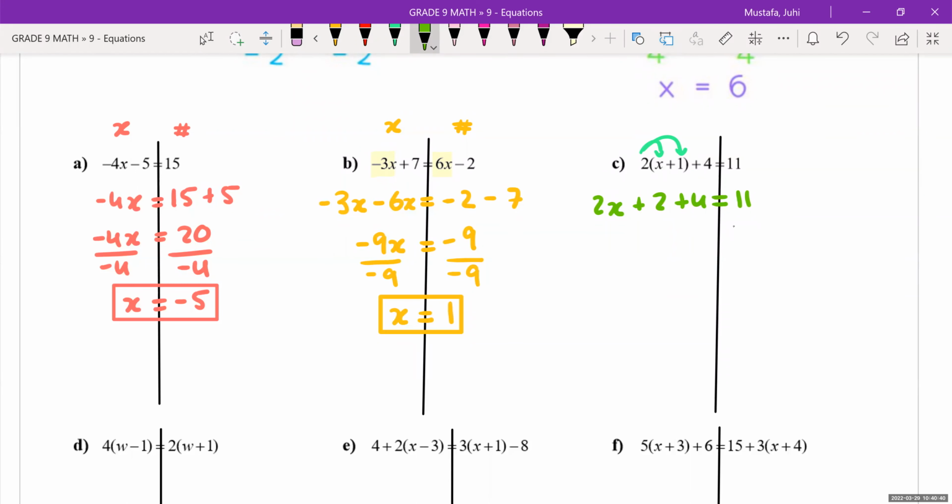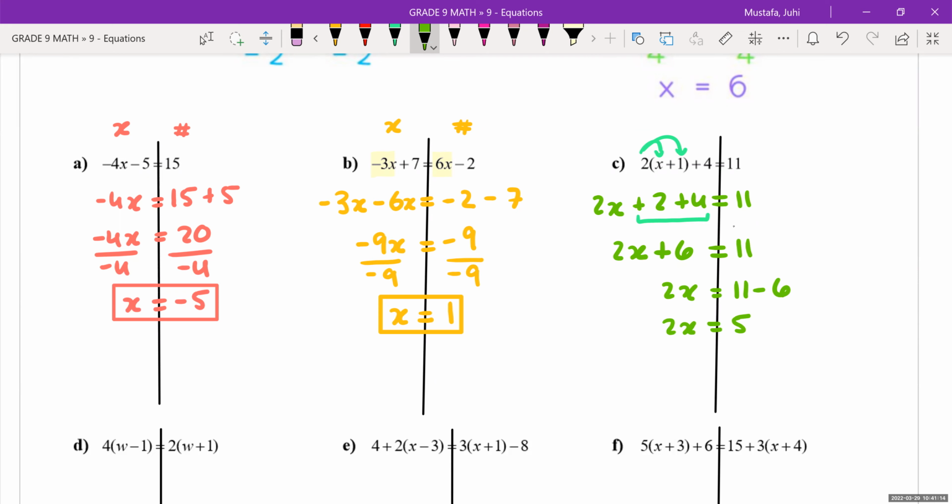Now, the next part is really personal preference. I like to clean up both of my sides before I start moving things around. Some people just like moving things around. I see that I have a positive 2 and a positive 4. Those are both constants. So I'm just going to go ahead and clean those up to give me 2x plus 6 is equal to 11. Do you have to do that? Nope, not at all. You can move them over and then add everything. It's up to you. So I'm going to move the 6 over. It's going to become negative 6. This will be 2x is equal to 5.